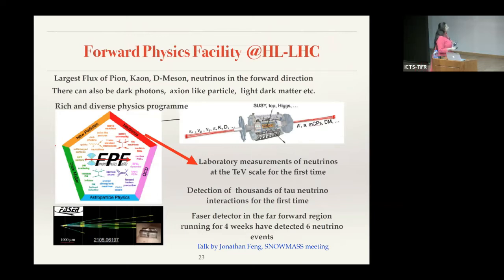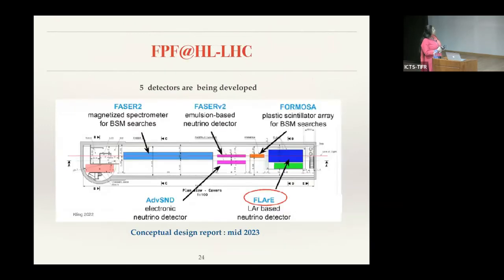In neutrino, the important thing is that it can do laboratory measurements of neutrinos at the TeV scale for the first time. They can detect thousands of tau neutrino interactions, and the FASER detector in the far forward region, running for 4 weeks, has detected 6 neutrino events. They are planning 5 detectors: FASER 2, FASERnu 2, Formosa, SND, and FLARE. You can see that many of these will be used for neutrinos, emulsion-based and liquid argon-based. The conceptual design report should be ready by mid-2023.